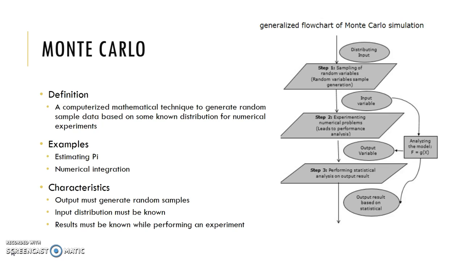And now we will look at the Monte Carlo simulation. So a brief definition, it is a computerized mathematical technique to generate random sample data based on some known distribution for numerical experiments. So some examples are estimating pi, which we did in class, using the equation for the area, and if we, say, used a uniform distribution to scatter, in essence, sand all over a grid, we could estimate pi. It's not exact, but it is a quick way to estimate an actual number and solve the problem.